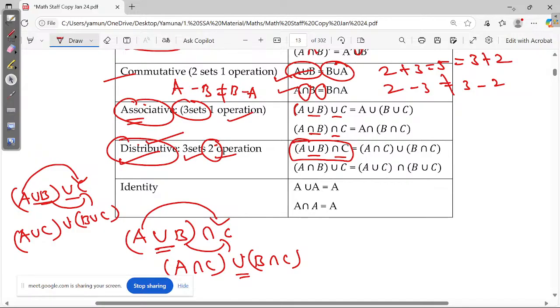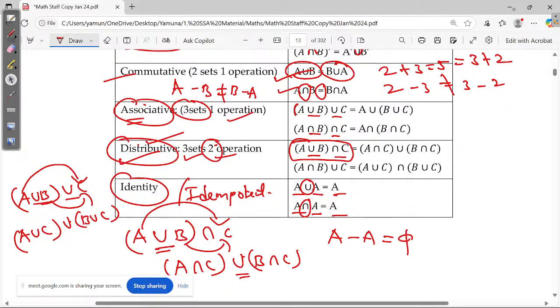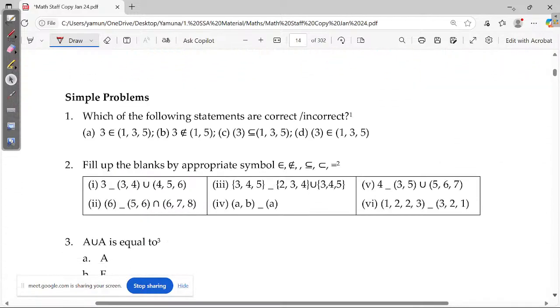It's been distributed accordingly. And identity, or I think idempotent law, it's there in the CMA foundation material, where if you take the same set and take union, you'll get the same. You take the same set and take intersection, you get the same. If you take A minus A, it will be a null set. B minus B, it will be a null set. What is A dash minus A dash then? Null set. See, if the set is the same, if you remove one from the other, because it's the same, everything is removed. Null set.